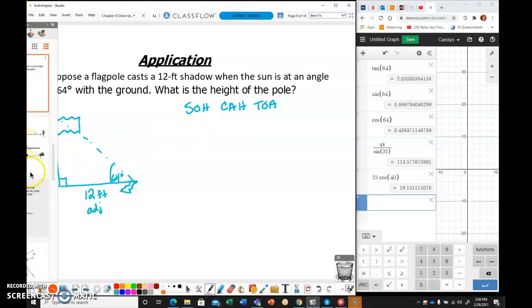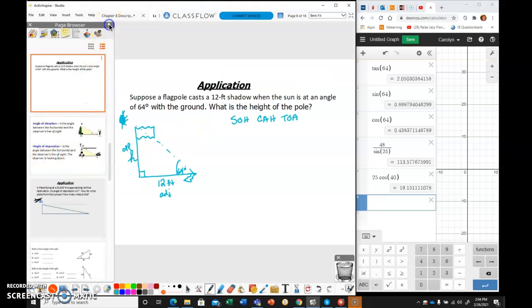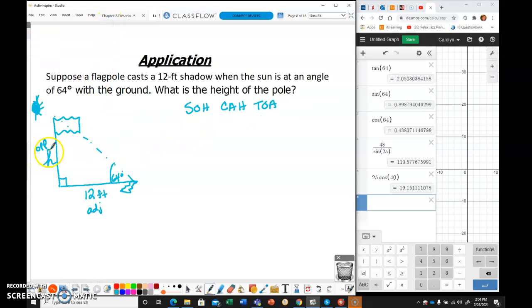So we need a ratio here that involves the opposite side as well as the adjacent side. And the only one of these three that does that is tangent. So I'm going to set up my ratio. I'm going to say the tangent of the angle measure that I have is equal to the opposite side, which is that h, or whatever variable you put for that, divided by the adjacent side, and the adjacent side is 12.